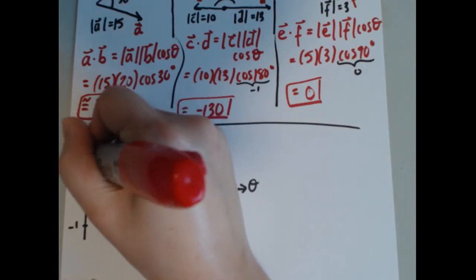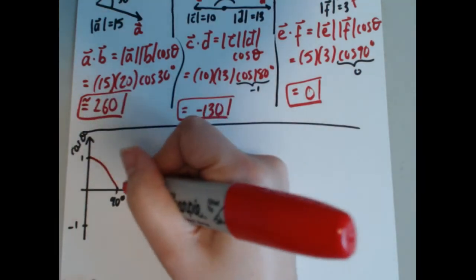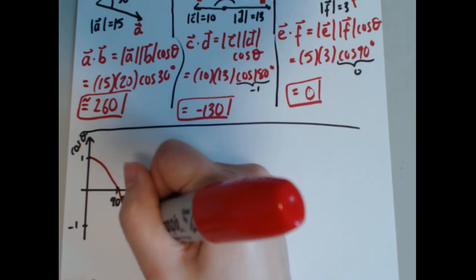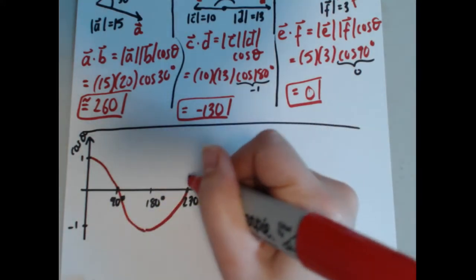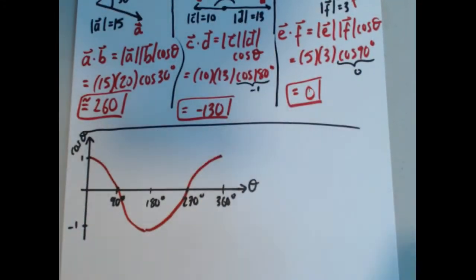It's concave down between 0 and 90 degrees. It's concave up between 90 and 180. Between 180 and 270, it's concave up. And between 270 and 360, it's concave down, oscillating between 1 and -1.